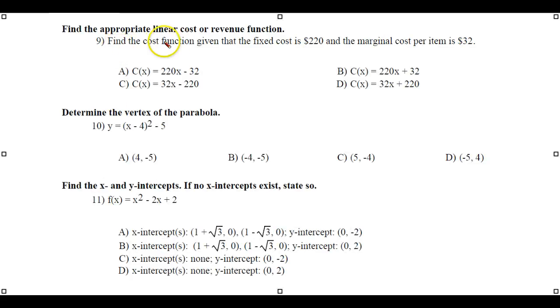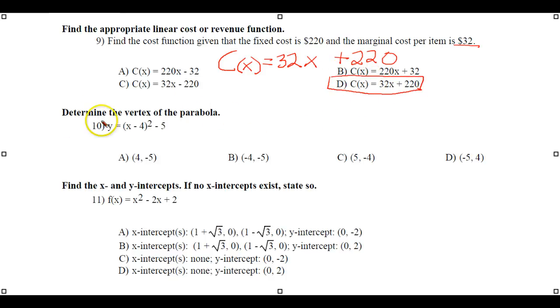Again, find the cost function that has fixed cost of this much and marginal cost of this much. And that looks like letter D. So again, a couple of easy ones here.